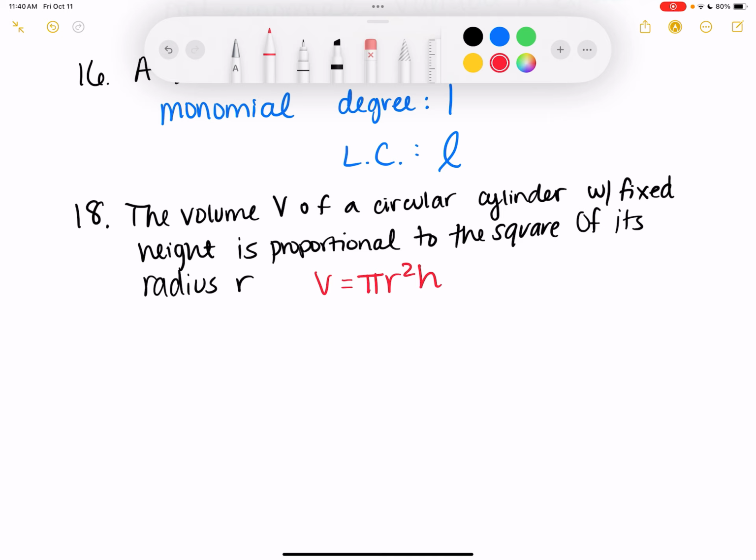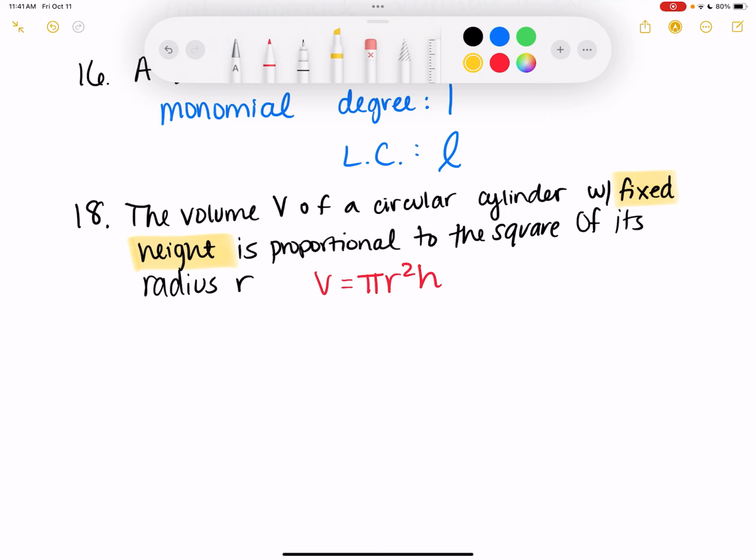Now, it says that it has a fixed height. So what does that imply to you? Like, it's not going to change, like how the last one had stuff inside. So it is constant, right? So it's proportional to the square of its radius r.